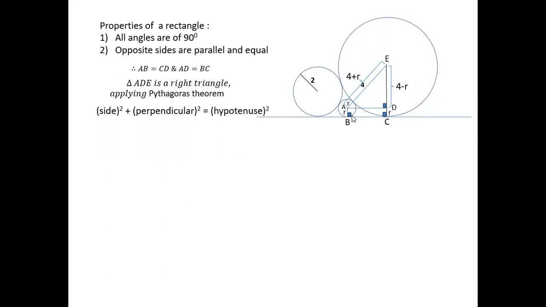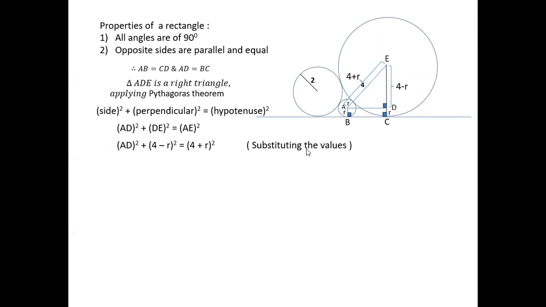Now let us substitute the values. AD, that is a side, I do not know, so let us write it as AD. DE is the perpendicular, so DE square. And hypotenuse is AE, so AE square. Now, let's put the values. AD we do not know, we write it as AD square. DE I have written as 4 minus R. So write 4 minus R whole square plus AE is 4 plus R whole square. So we have just substituted the values as per the figure.